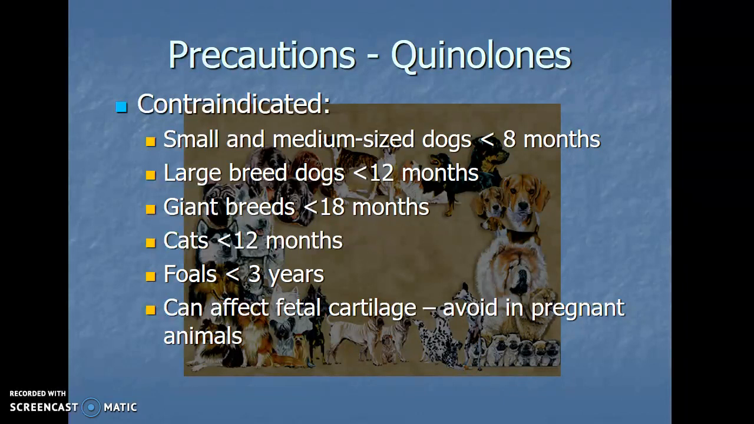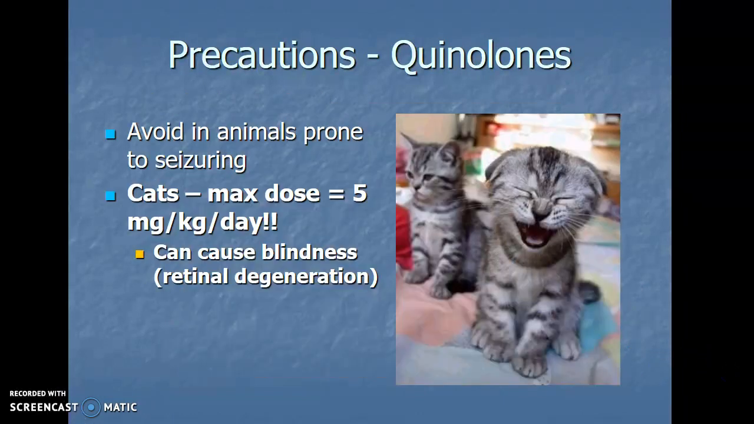But we want to avoid these in pregnant animals for obvious reasons. You don't want any animal with any kind of developing cartilage to be given this drug. We want to avoid giving quinolones in seizuring animals because it's been found that they can precipitate seizuring. So epileptic animals we would avoid using these drugs in.